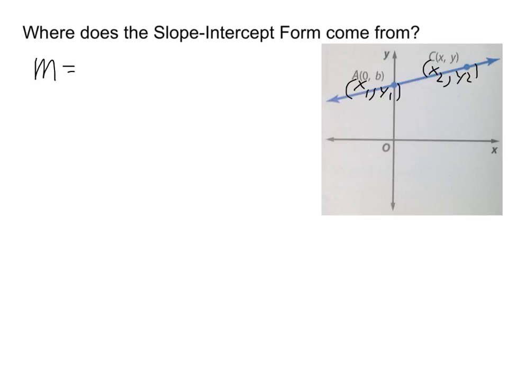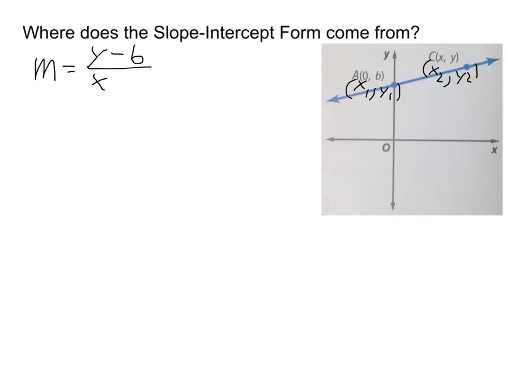If we use y2 minus y1 over x2 minus x1, it would be y minus b over x minus 0. So this is m equals y minus b over x. That comes from those 2 points. Notice that b is your y-intercept, so that happens nicely. It's just x on the bottom because we were at a y-intercept.